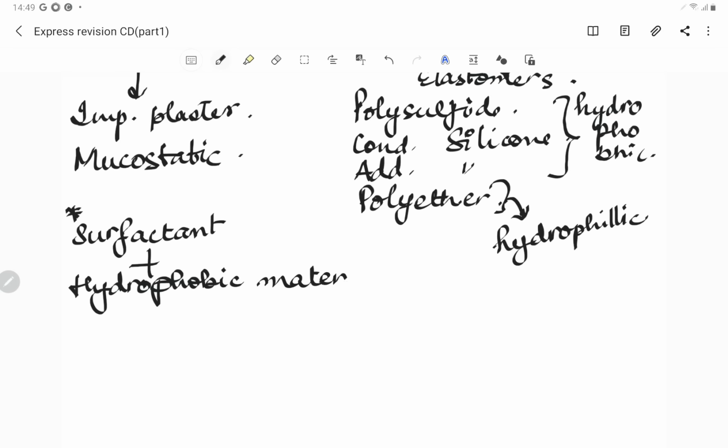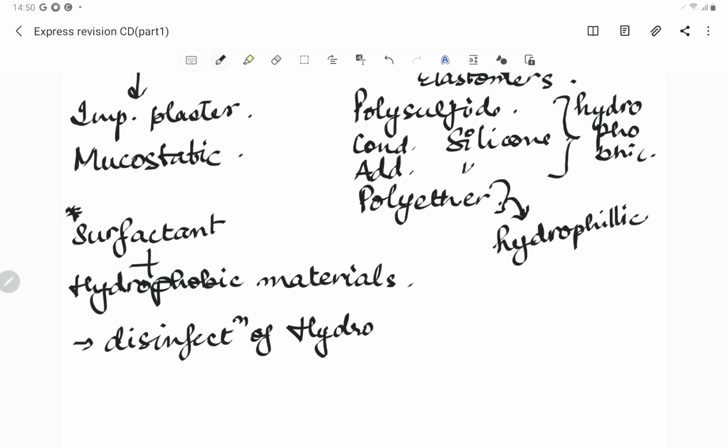Materials, so that the bubbles won't come. And in fact the disinfection of the hydrocolloid is also again asked. Disinfection of hydrocolloids, we have got reversible, irreversible. Reversible hydrocolloid is the agar-agar, irreversible hydrocolloid we have is the alginate.